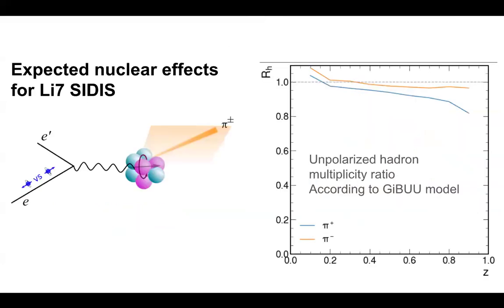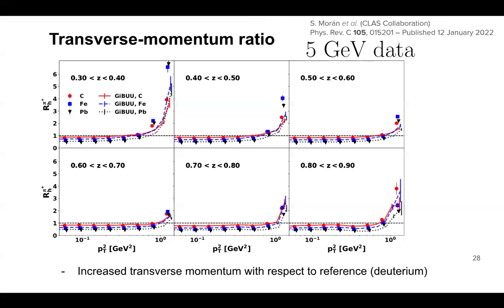Can you go back to the previous slide? Yes. I see here GiBUU. If this is what I think it is, it's just a hadronic transport code and it seems to fit your data right on. So if this works, how can I then make stories? That's an excellent point. That's an excellent point.